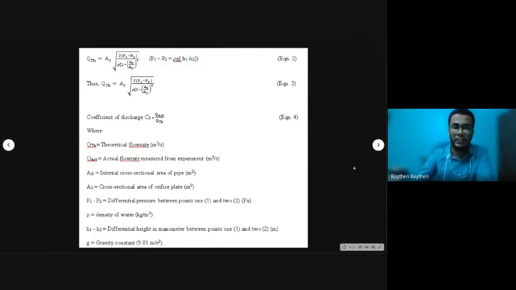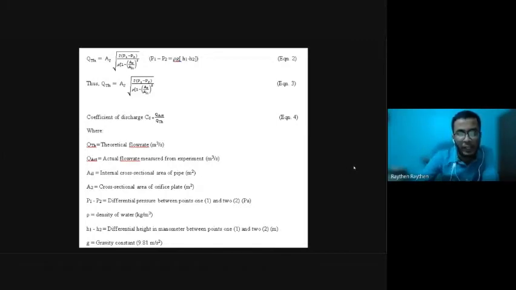So these are the equations. Q theoretical flow rate is equal to A2, which is the cross-sectional area of the orifice plate, times the square root of 2 times (P1 minus P2), where P1 minus P2 is the differential pressure between points 1 and 2, over density times (1 minus (A2 over A1) squared). Thus, Q theoretical is equal to A2 times the square root of [2(P1 minus P2) over density times (1 minus (A2 over A1) squared)]. And the coefficient of discharge CD is equal to Q actual over Q theoretical.